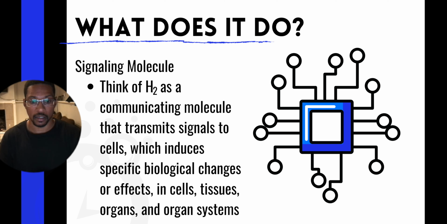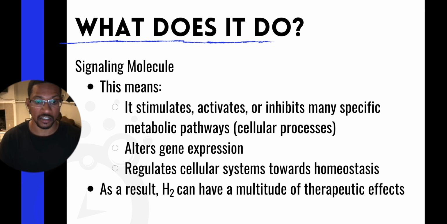Hydrogen can regulate cellular systems in cells, tissues, organs, and whole organ systems, like regulating the immune system or the gastrointestinal system, our digestive system. This means that H2 can stimulate, activate, or inhibit specific metabolic pathways or cellular processes, altering gene expression, regulating cellular systems toward homeostasis, or them running optimally. As a result, H2 can have a multitude of therapeutic effects.